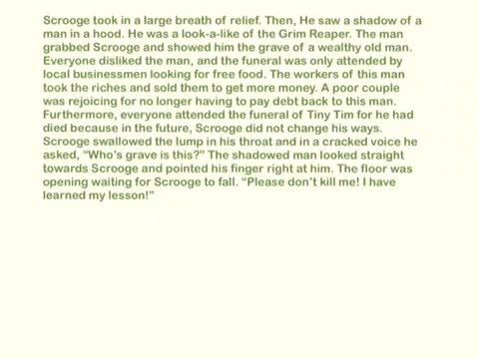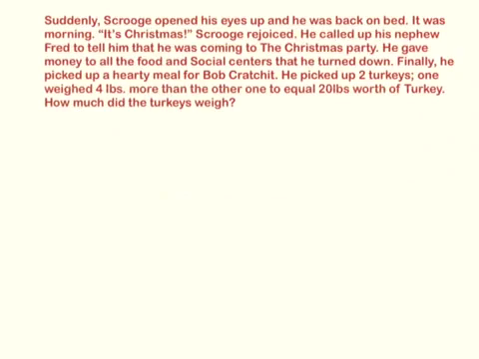Scrooge swallowed the lump in his throat, and in a cracked voice he asked, "Whose grave is this?" The shadowed man looked straight towards Scrooge and pointed his finger right at him. The floor was opening, waiting for Scrooge to fall. "Please don't kill me, I've learned my lesson." Suddenly Scrooge opened his eyes, and he was back in bed.